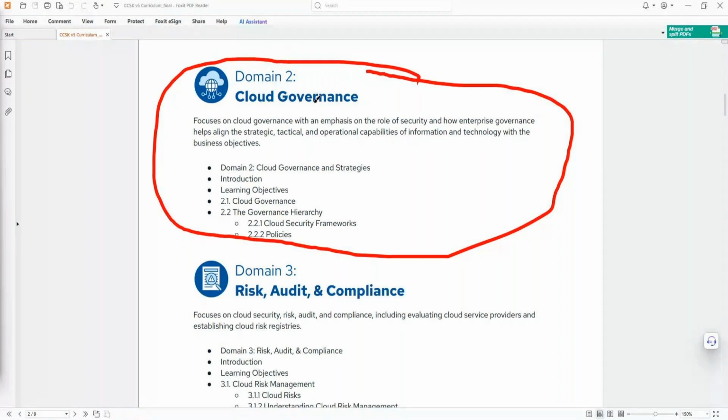If you take the example of many companies who came back from cloud to on-premises, this is the major reason: lack of a proper cloud adoption framework, and lack of a proper strategy for cloud computing. That's a problem, right? And that is what we are discussing in domain 2 of the CCSK examination.